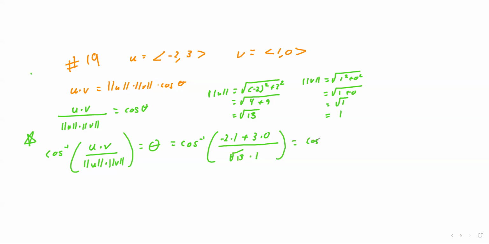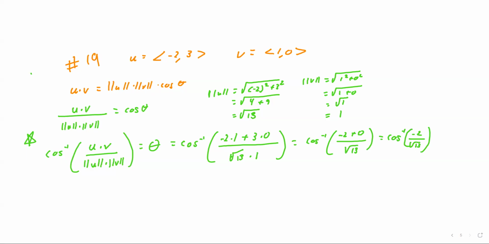So then this becomes cosine inverse of -2 plus 0 over the square root of 13. And then one more simplification: this would be -2 over the square root of 13. Now, a couple of things to look at here. You could have skipped some steps if you just saw this and you can go straight to there. I would have been okay with that, but just make sure you understand.